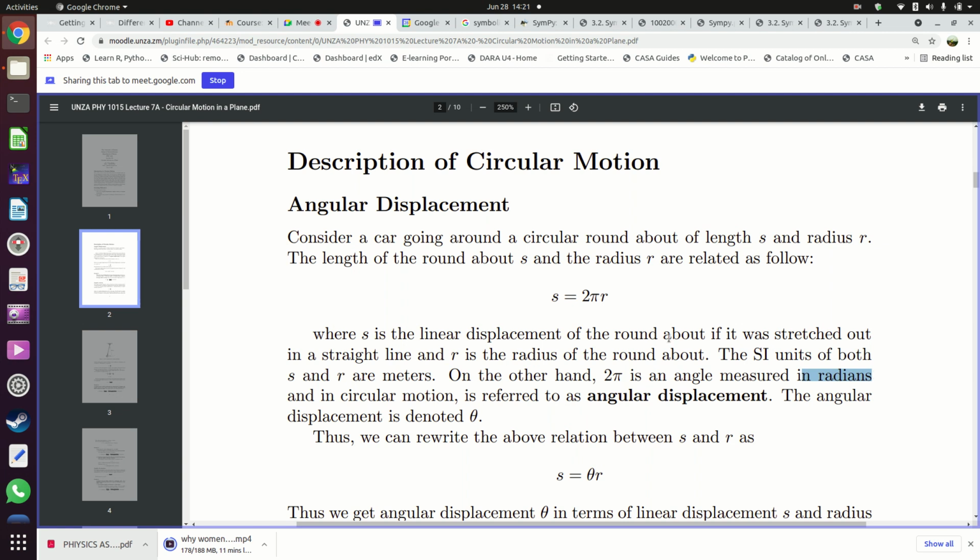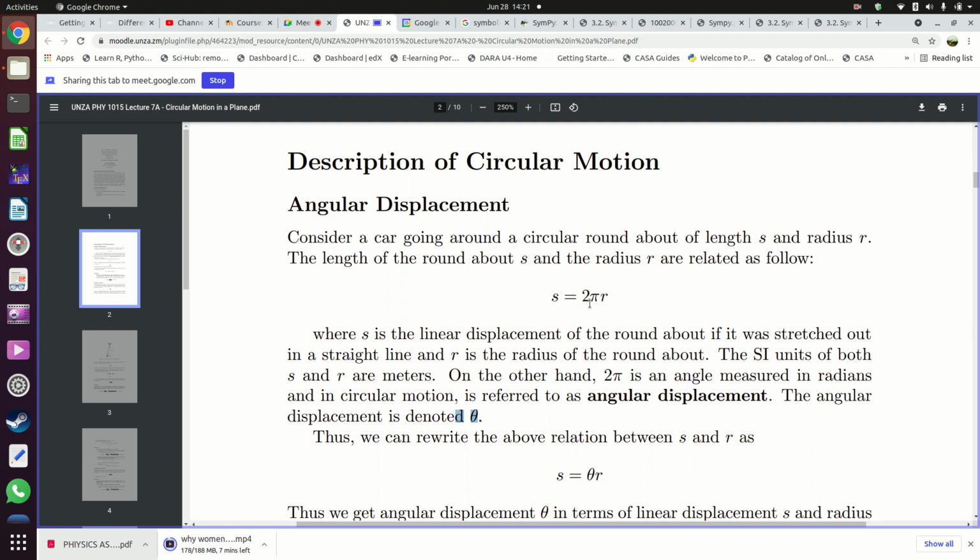So this 2 pi, which you're seeing here, is actually an angle. And this angle is actually measuring distance. It's a physical quantity that is measuring distance in terms of angles. So this 2 pi is what is referred to as angular displacement. That's what we are talking about here. So this is distance you are covering in terms of angles. And we denote this angular displacement using the symbol theta.